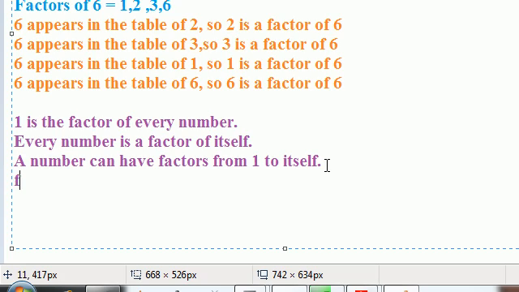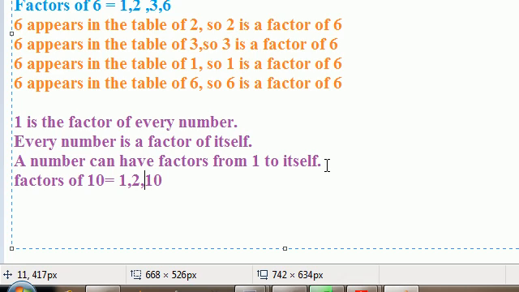So we will try to find out the factors of 10. We know that the factors of 10 will lie between 1 and 10. In between we have 2. So we check that 2 5s are 10. 10 appears in the multiplication table of 2, so 2 is a factor of 10. We check the multiplication table of 3, we find that 10 does not appear in the multiplication table of 3, so 3 is not a factor of 10.